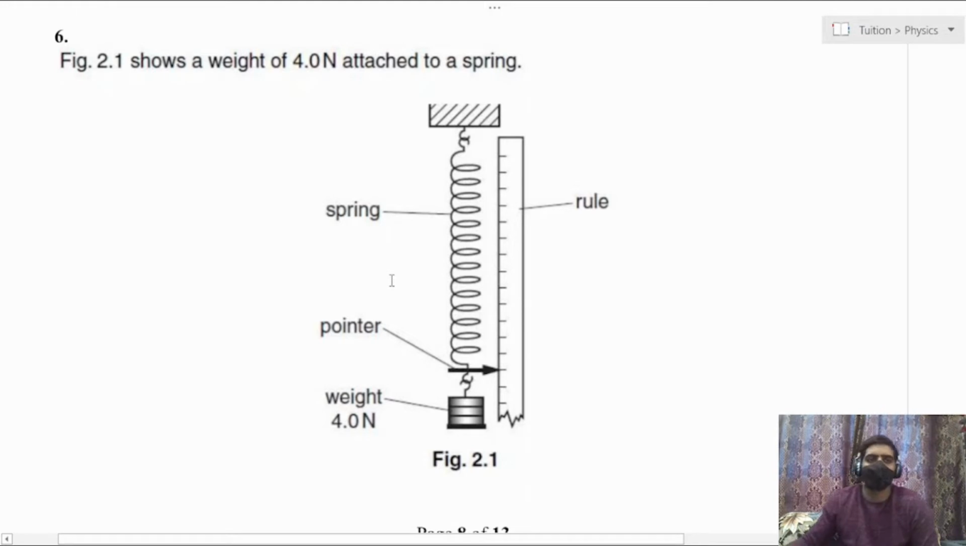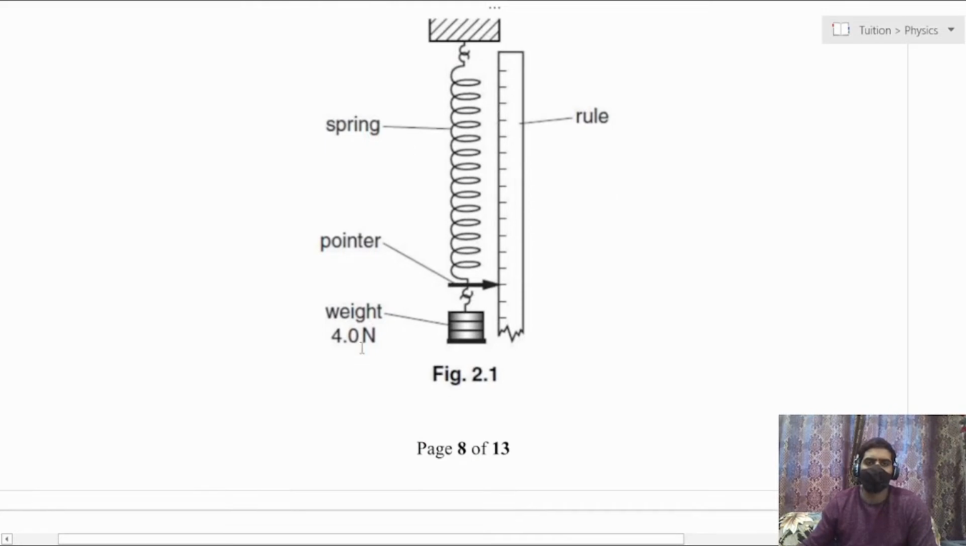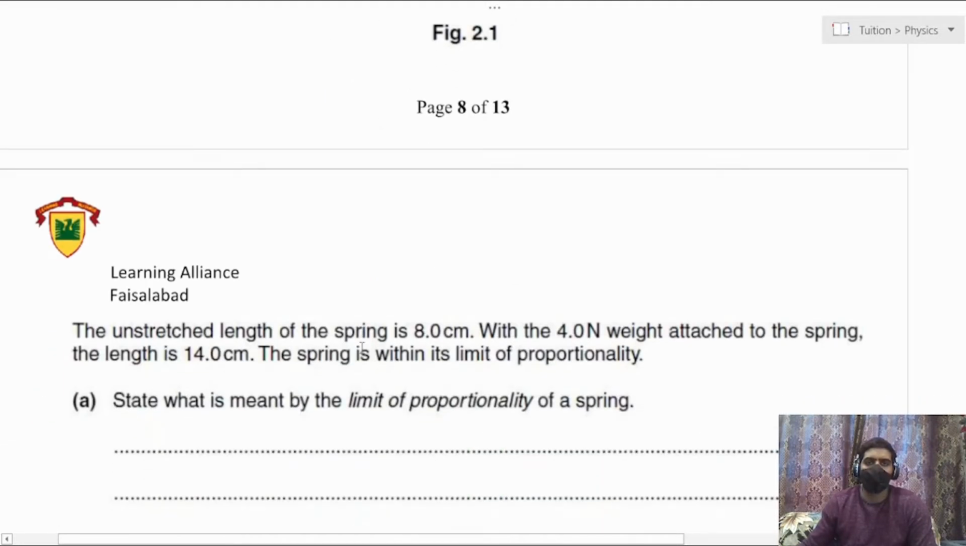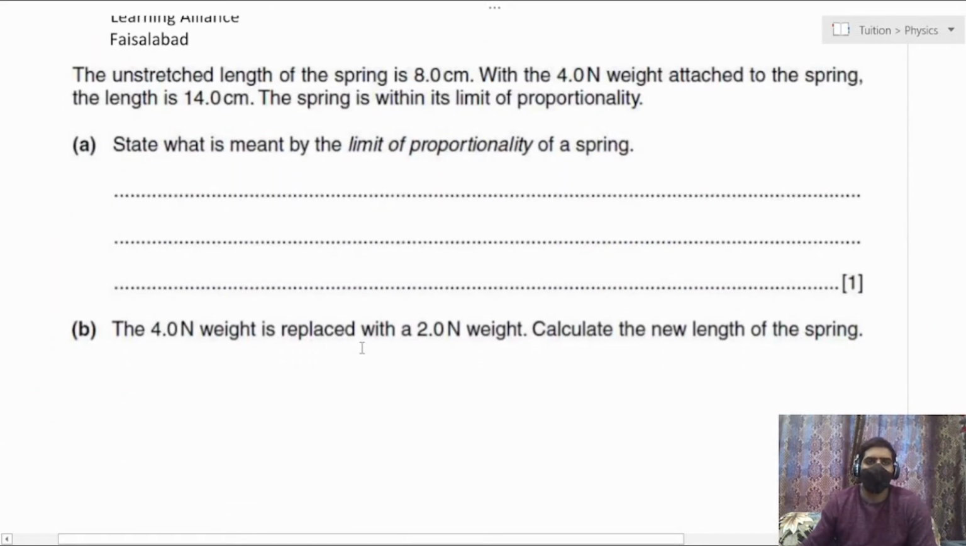Number 6. Figure 2.1 shows a weight of 4.0 Newton attached to a spring. Then you can see that in the figure 2.1 as well. The unstretched length of the spring is 8 centimeter. With the weight of 4 Newton attached to the spring, the length is 14.0 centimeter. The spring is within its limit of proportionality. All right, so we can apply Hooke's law.